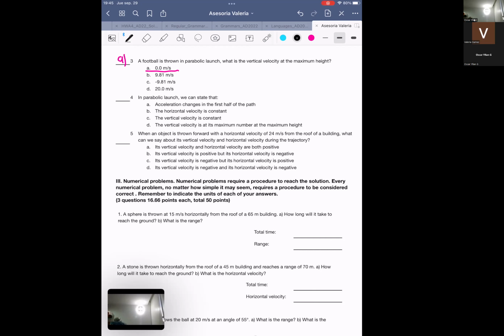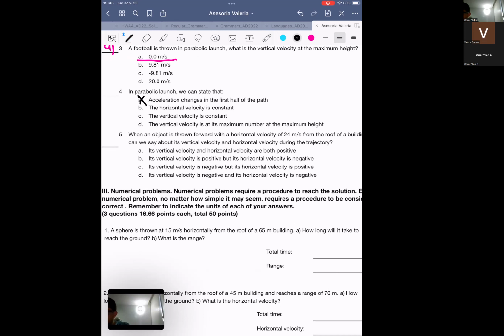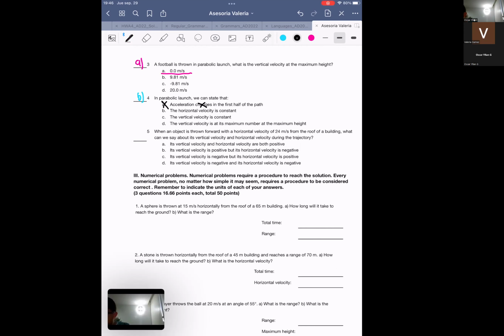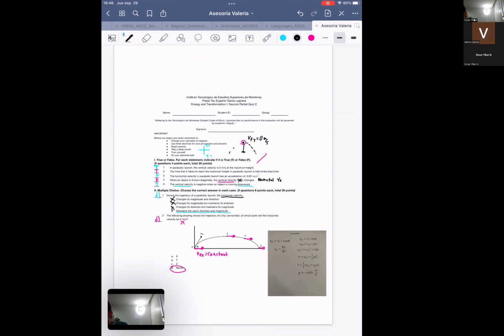Perfect. Number 4. In parabolic launch, we can state that... Okay, let's read them. A. Acceleration changes in the first half of the path. What do you think? No. First of all, the acceleration doesn't change, right? Okay. Letter B. The horizontal velocity is constant. Yes, perfect. So this will be B, right? Perfect.